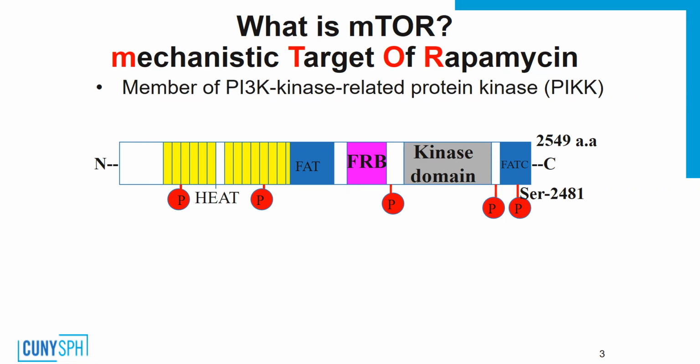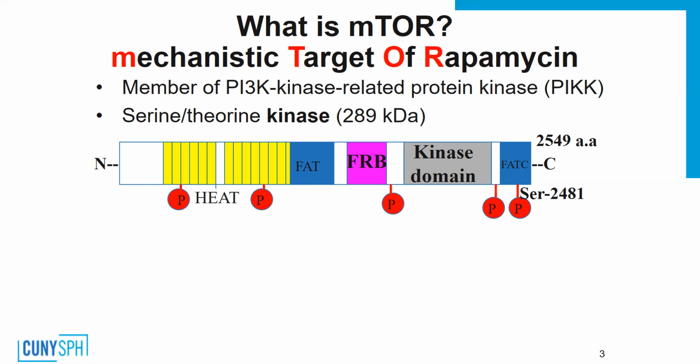It is a PI3 kinase-related protein, but it's actually a serine threonine kinase. It's a large protein, with a size of 289 kilodaltons, which has different binding domains. From the N-terminus, there are several HEAT repeats, and then there is the FAT domain, and then the FRB binding domain, which binds to the drug rapamycin. Adjacent to it is another kinase domain, which is blocked by ATP competitive inhibitors.